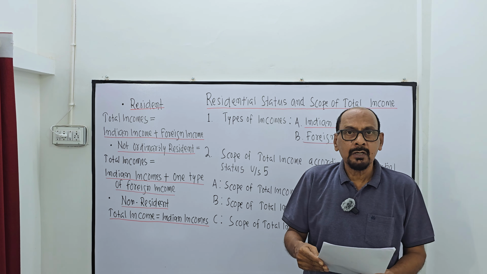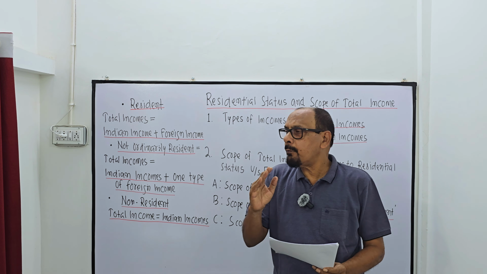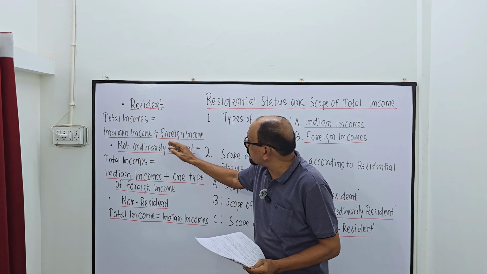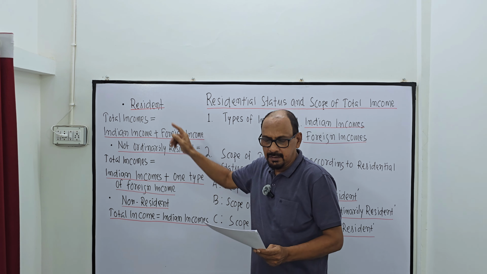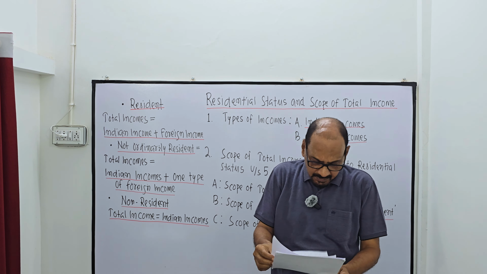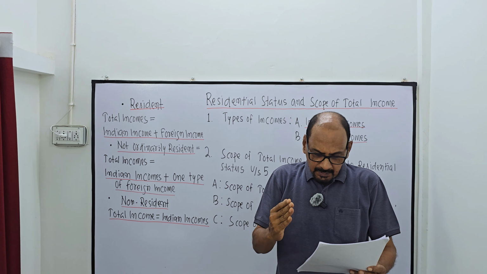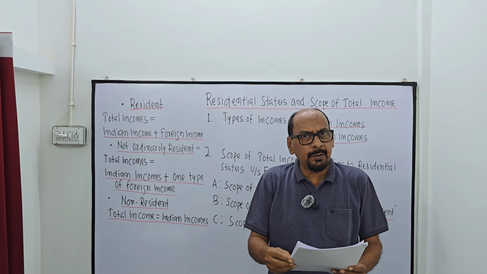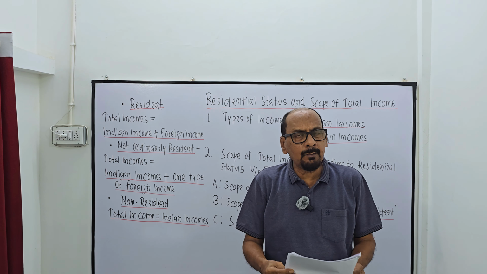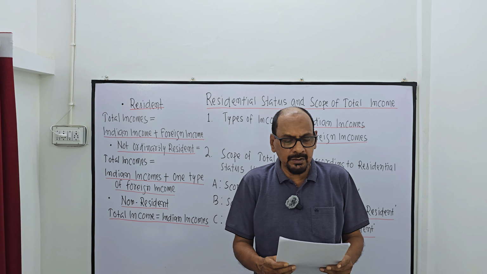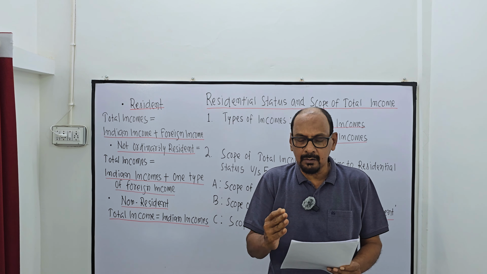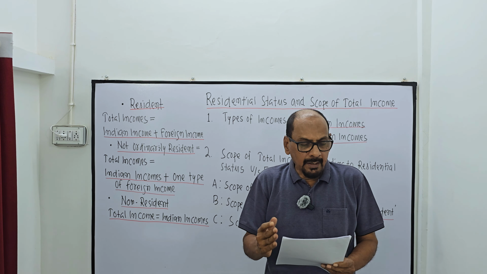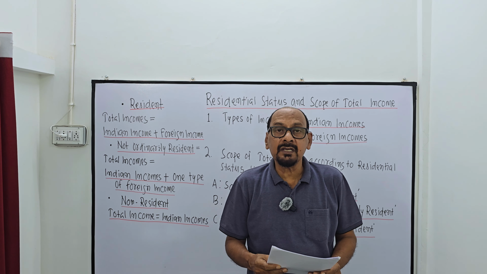So I am explaining the scope of total income of a resident. The first category is income received or deemed to be received in India during the relevant previous year or accounting year. The place and date of accrual is immaterial.